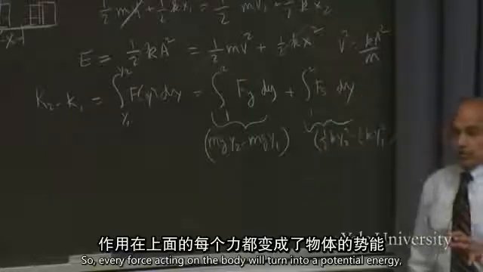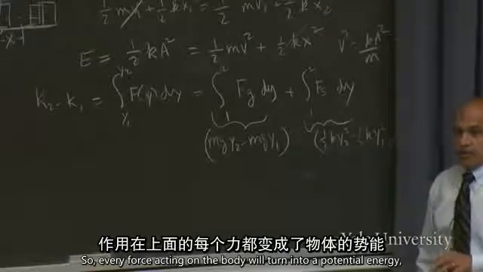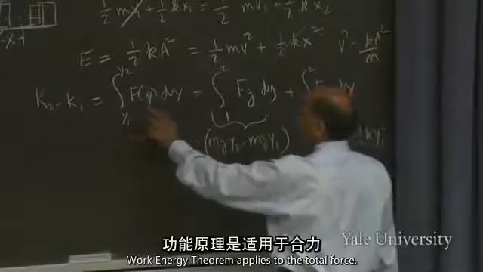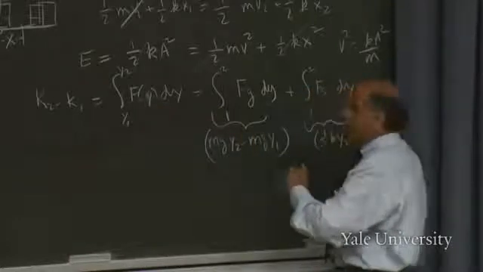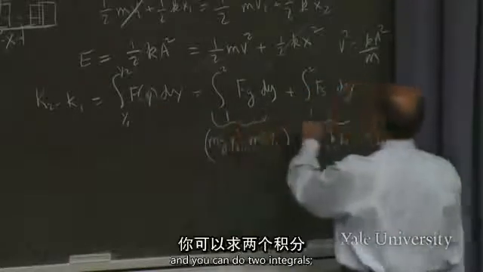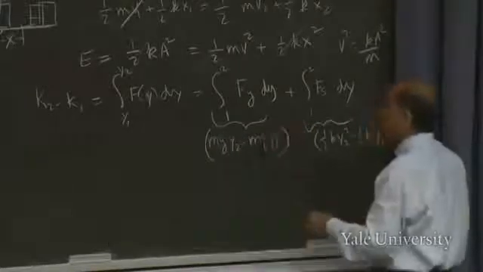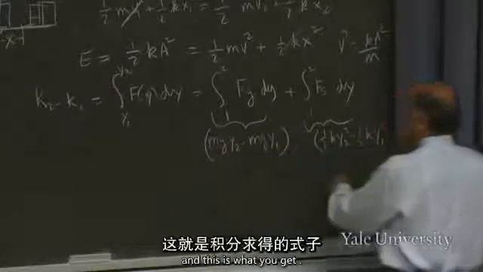So every force acting on the body will turn into a potential energy because Newton's law says the work energy theorem applies to the total force. The total force is two parts, and you can do two integrals. Each integral is an upper limit minus lower limit of some function, and this is what you get.